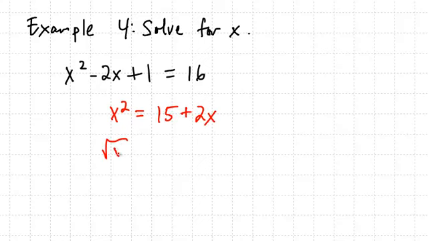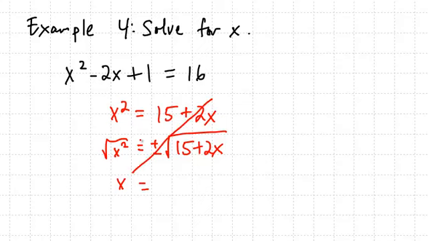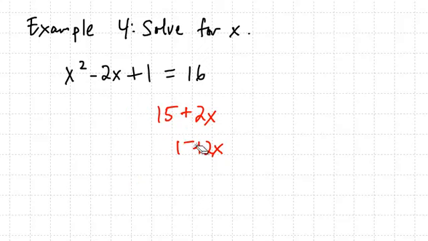Then I'll take the square root of x² and try to take positive or negative square root of 15 + 2x, and suddenly I'm kind of stuck here. Because I'm going to get x on this side by itself, but I notice that there's still an x on the right side, and I don't really know how to take the square root of 15 + 2x. So this method of solving this is incorrect.